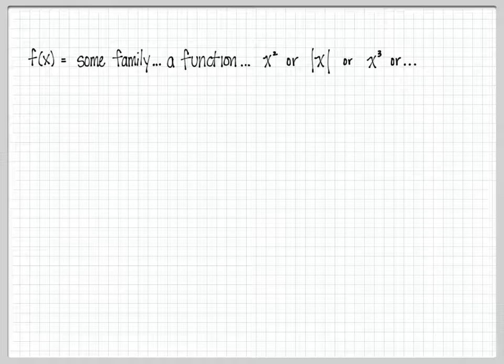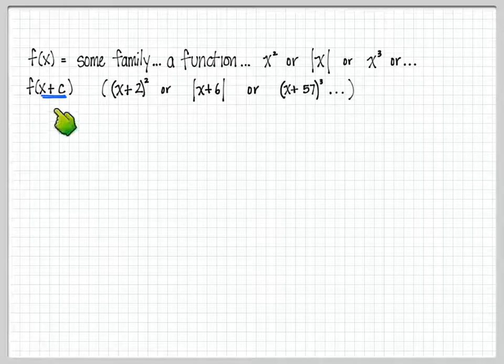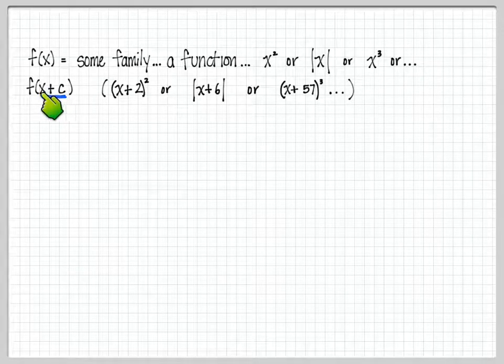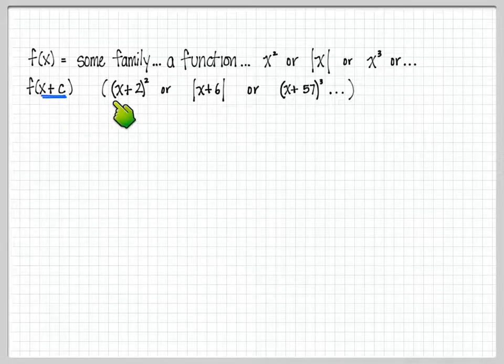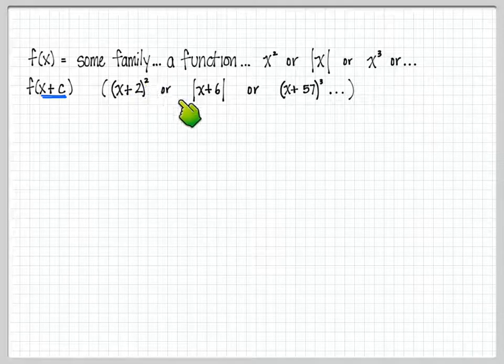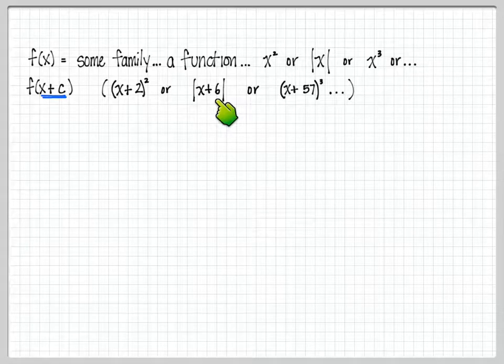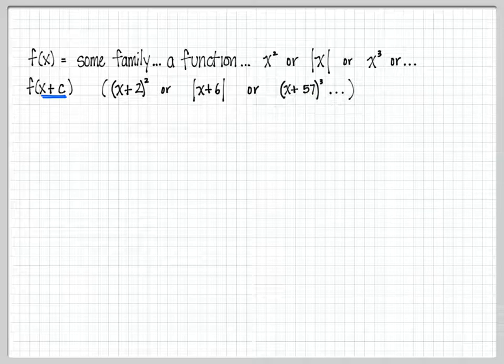In this next translation, notice that we're saying the input is changing, not the function. This time it is the input, x plus c. So instead of x squared, we have x plus 2, quantity squared. Instead of just the absolute value of x, we have the absolute value of x plus 6. And here, instead of just x cubed, we've got x plus 57 cubed.